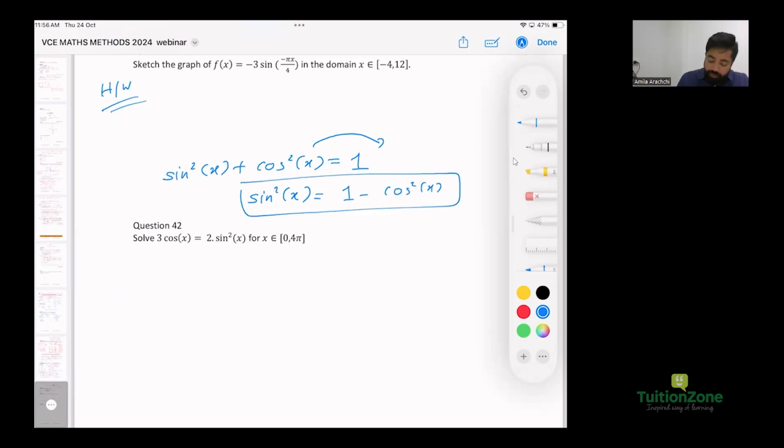And then simply we can replace that whole sine squared x with 1 minus cos squared x, isn't it? At this stage, do you have sine? No sine, only the cos. Expand fully, take everything into one side. Now let's give it a try.